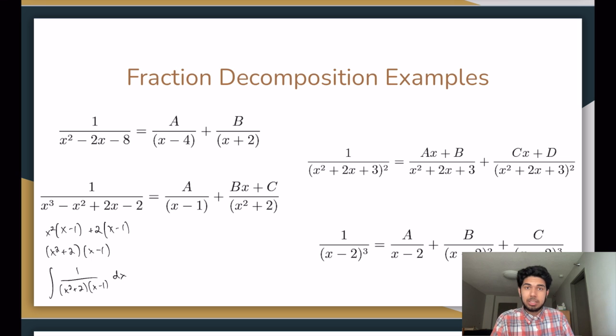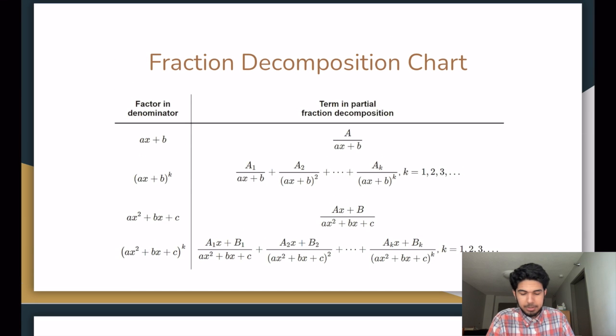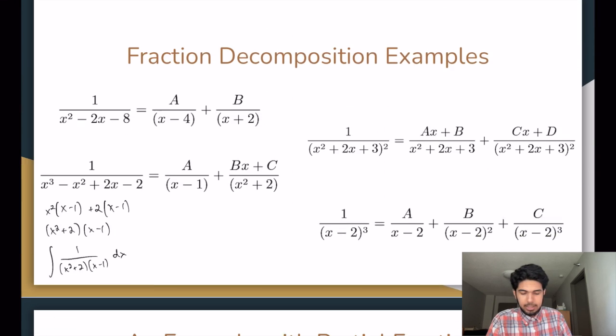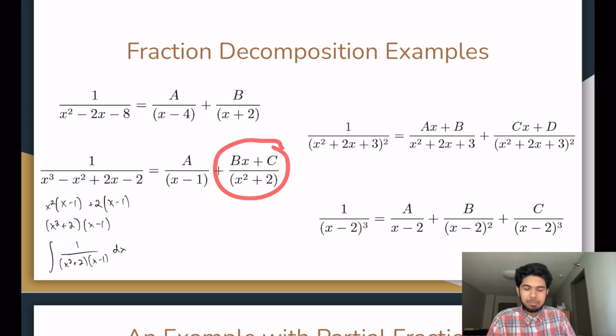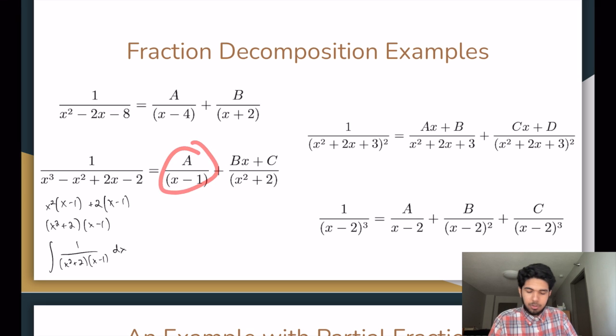So now we take a look at the factors in the denominator. First one is x squared plus 2. If we look at our decomposition chart, that's of this third form because the power of x is 2. That's the greatest power in our factor. So for that, we need to give it two terms in the numerator, ax plus b, and then the denominator stays the same. So that's where we get here, this bx plus c over x squared plus 2. x minus 1 is of that first form, so that's going to be A over x minus 1.